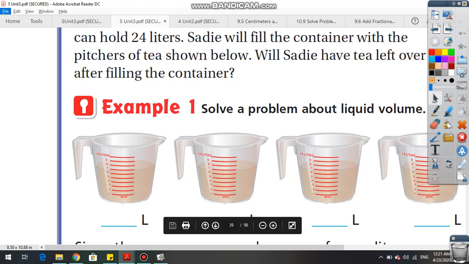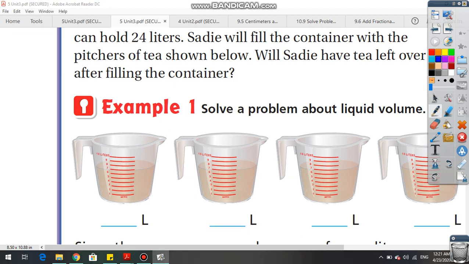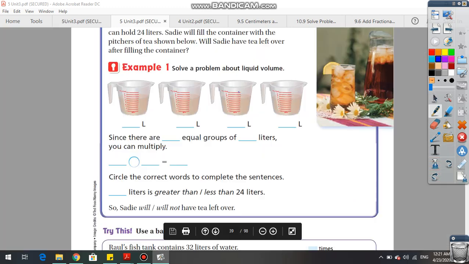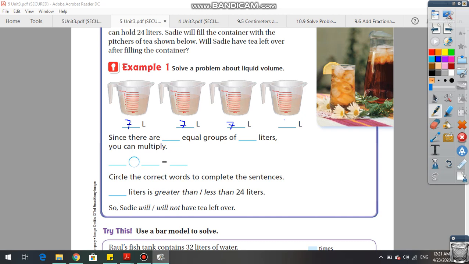Okay guys, I make it bigger for you to see exactly the amount of tea in each cup. I have here 7, 7, 7, and 7. So I have, let's make it smaller again. So I'm gonna write 7, 7, 7, 7. Let's read the story problem again.